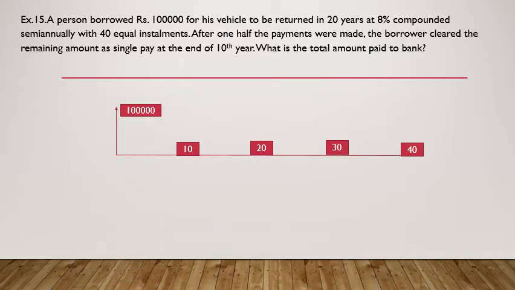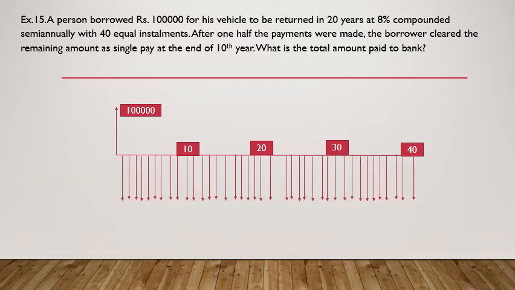The initial purchase price of 1 lakh will be P, indicated at T equal to 0, and then there are 40 equal installments which must be paid. And what is that amount? I don't know that. That is what needs to be calculated. And what else do I need to find out? I need to find out a single payment at T equal to 20. That you have to remember.